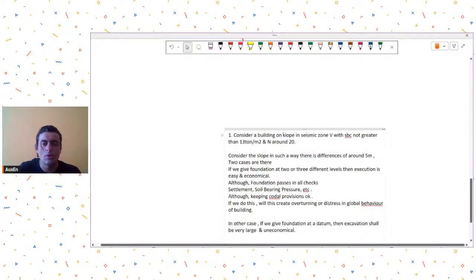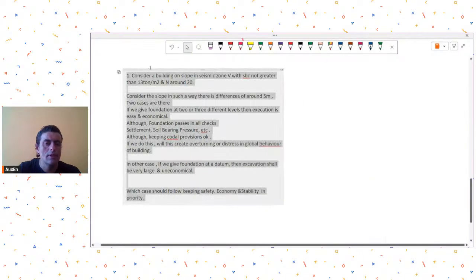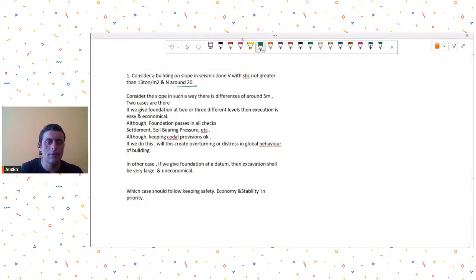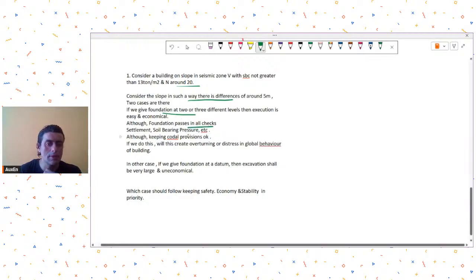Consider a building on slope in seismic zone 5 with SBC not greater than 30 tons and N SPT value is around 20. Consider the slope in such a way that there is a difference of around 5 meters. Two cases are there. If we give foundation at two or three different levels, then execution is easy and economical. Although foundation passes all checks, settlement, this. If we do this, will this create overturning or distress in global behavior?